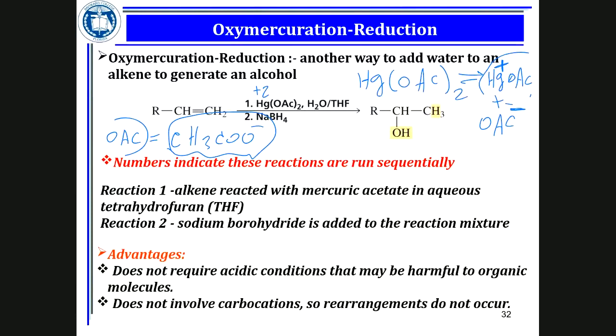When you have that positive charge, this part of the dissociation, the product of the first step, the dissociation of mercury acetate, now it can act as the electrophile. And that's what we need in an addition reaction to a carbon-carbon double bond. We need an electrophile and then we need a nucleophile. So the mercury acetate ion, HgOAc plus, can act as the electrophile in this case.